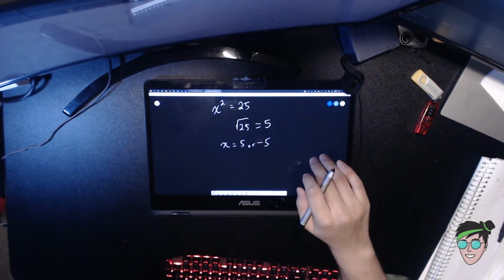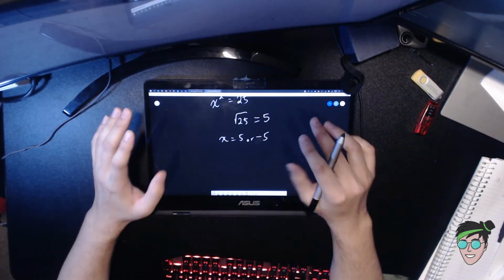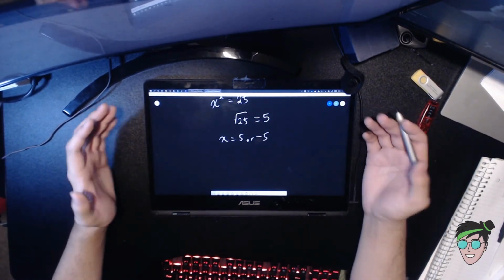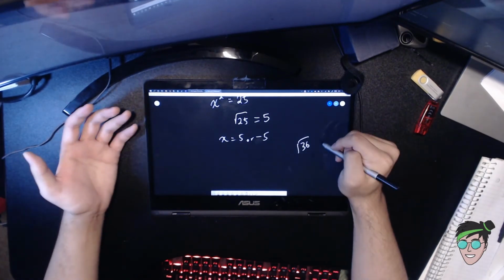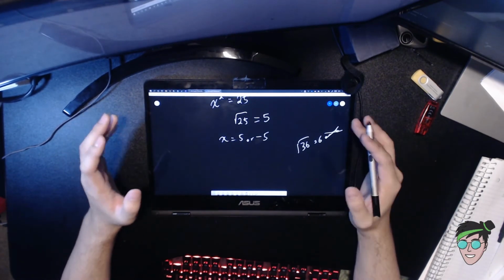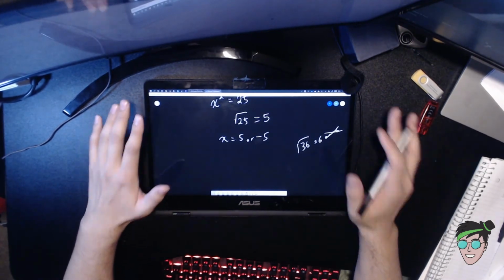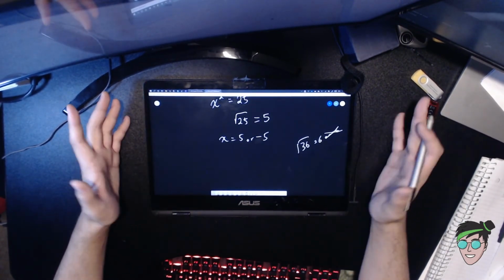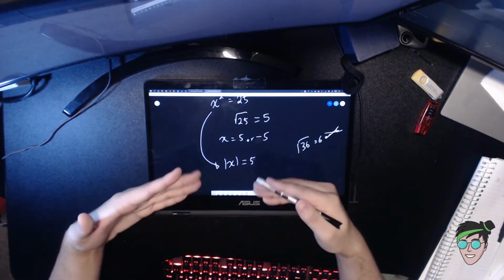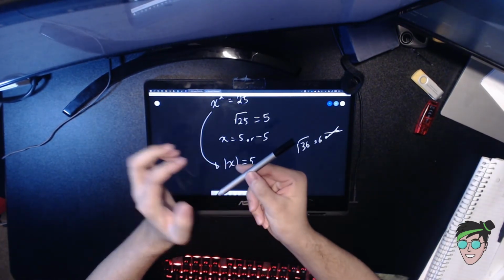But the thing is, when we take the square root of a number, the result is always positive. There's no good explanation why this is the case, but that's just the convention. You don't say the square root of 36 is 6 or negative 6, it's just 6. So to account for this inconsistency, when we take the square root of a variable, we write that the result is the absolute value of the variable. This would give us absolute value of x equals 5, which means x can either be 5 or negative 5, so everything's perfectly balanced, as all things should be.